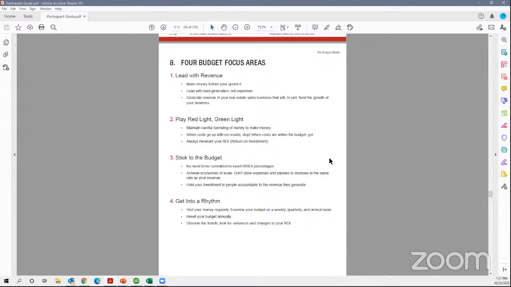Examine your P&L monthly. Keep your budget in sight and address your expenses as often as possible. Look for variances and analyze, if you're off, why. Because leading with revenue, playing red light, green light, and sticking to your budget require you to stay in touch with your spending, and stay in touch with your spending often.